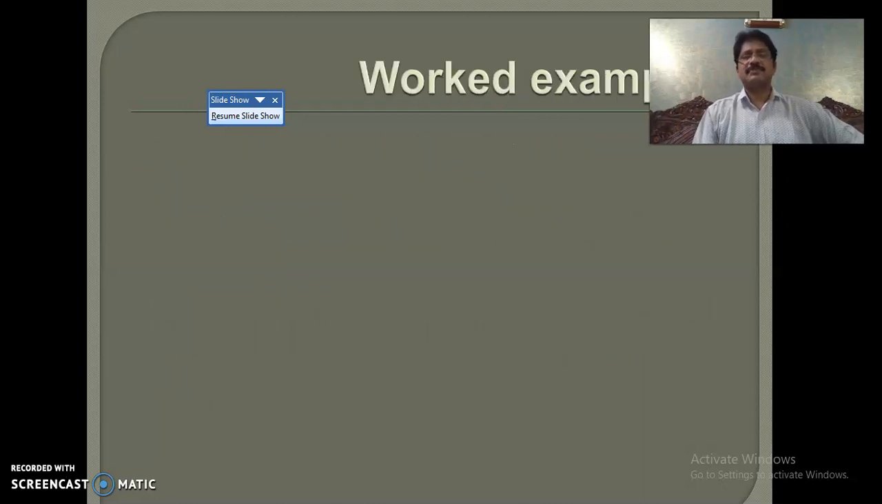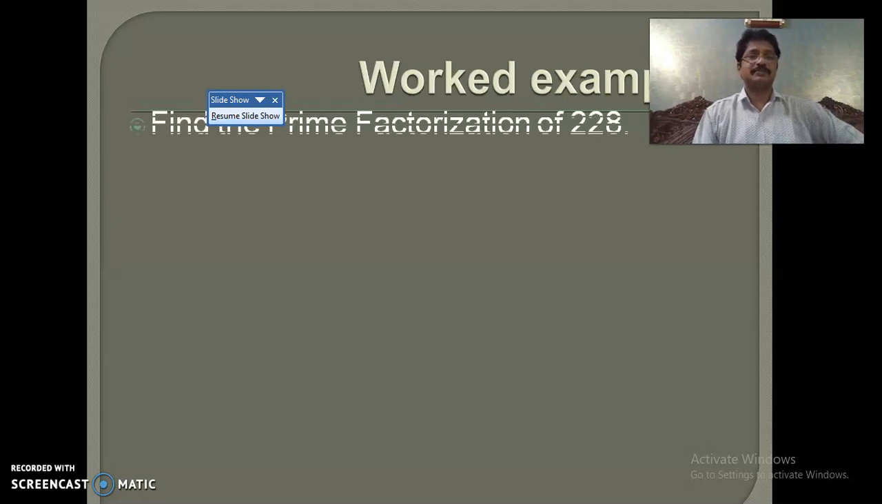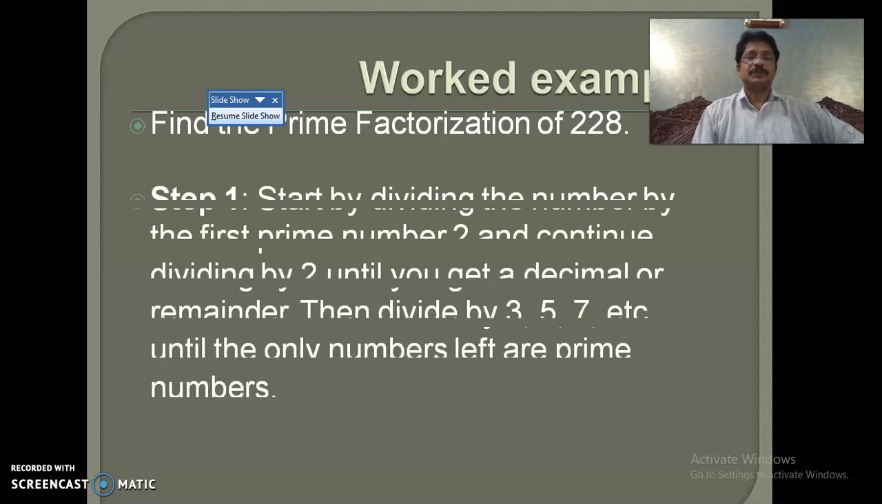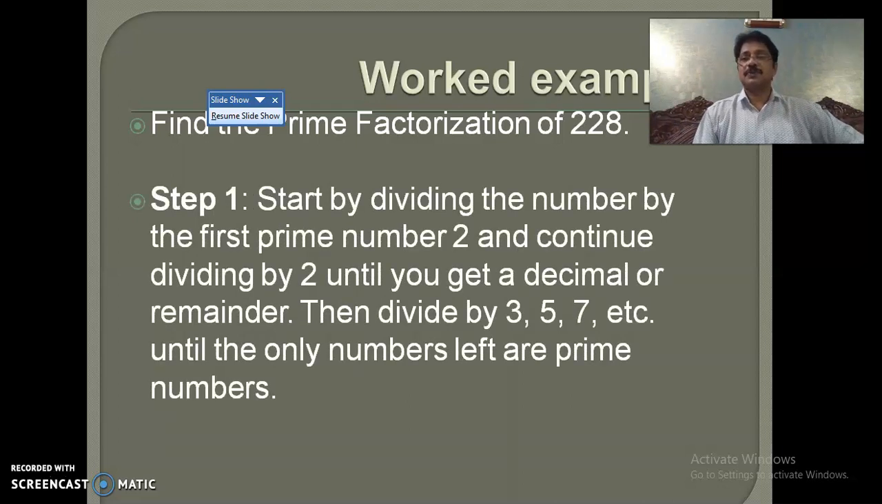Let's take some worked examples to understand prime factorization in a very clear manner. Let's take the number 228 and find its prime factorization. There are two steps in this process. Start by dividing the number by 2 and continue dividing until you get a remainder. Then divide with 3, then 5, then 7, and so on, until the only numbers left are prime numbers.